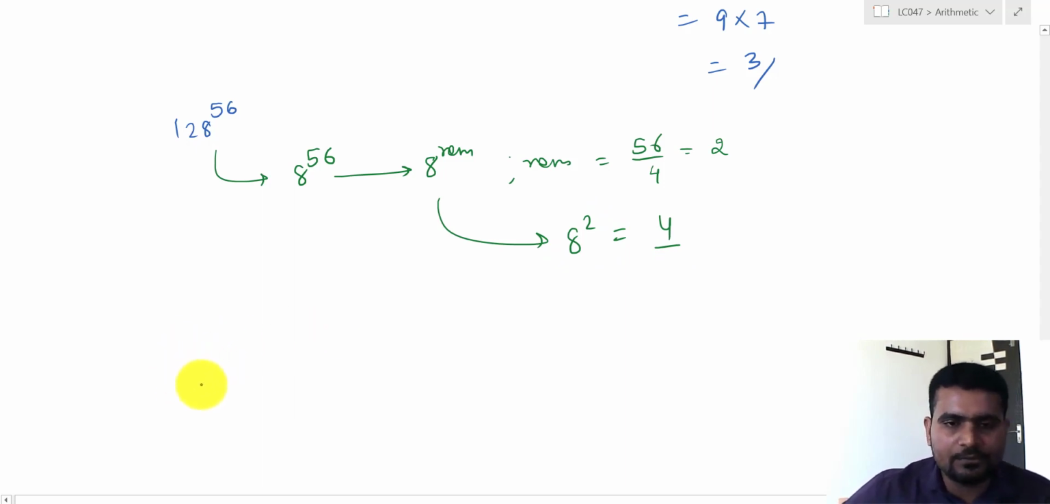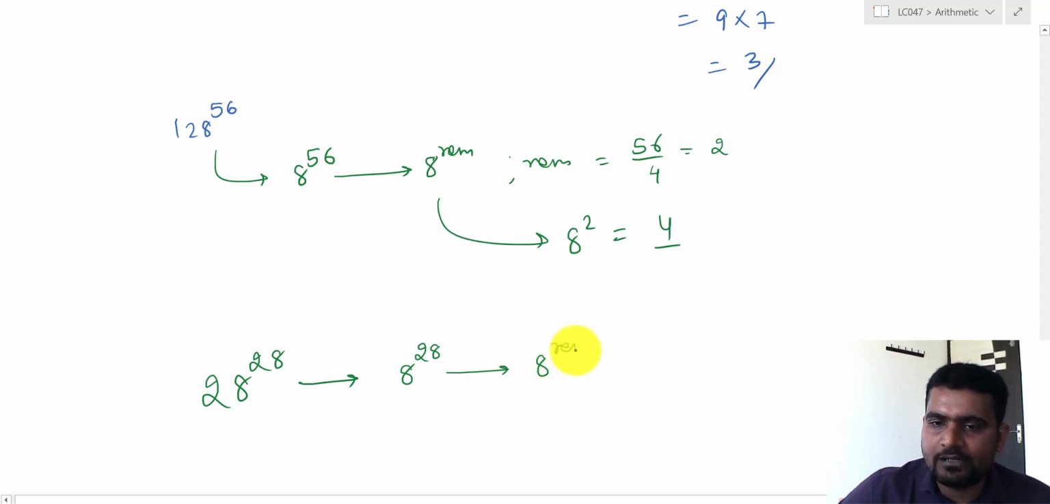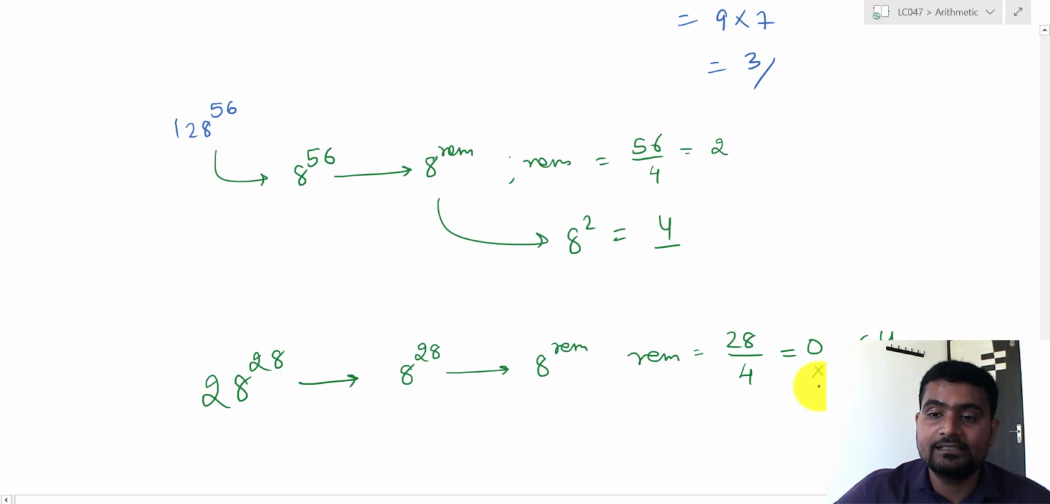If I give you another example, suppose 28 raised to power 28, you have to find the unit digit of this one. Again, I can say it will be same as 8 raised to power 28. And 8 raised to power 28 means 8 raised to power remainder, where remainder value is when this 28 is divided by the cyclicity of 8, that is 4. So what is the remainder here? 0. But I told you it can be 0 or 4. So we will not take 0, we will take 4.